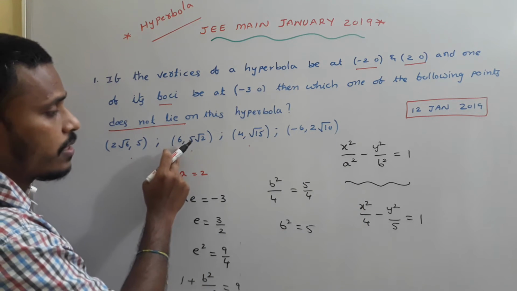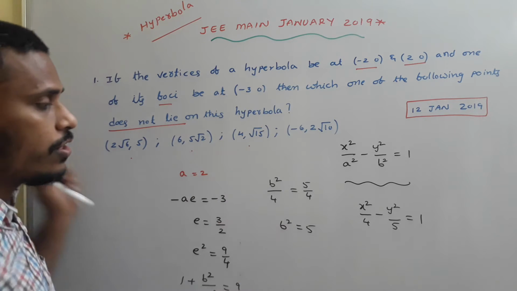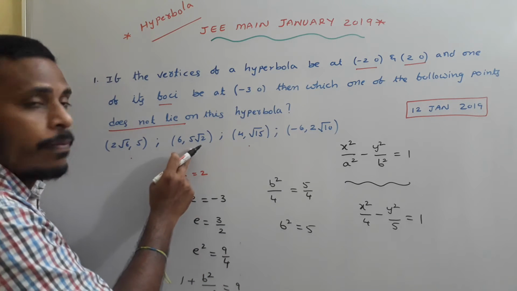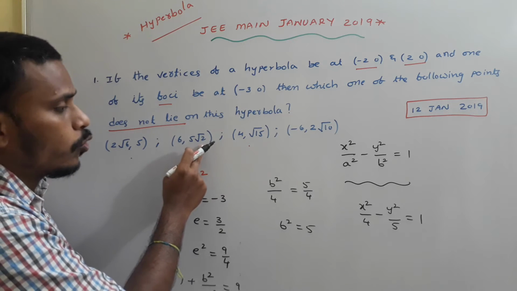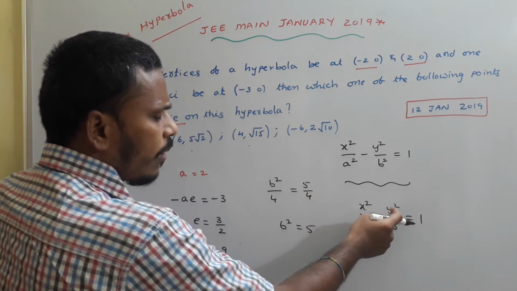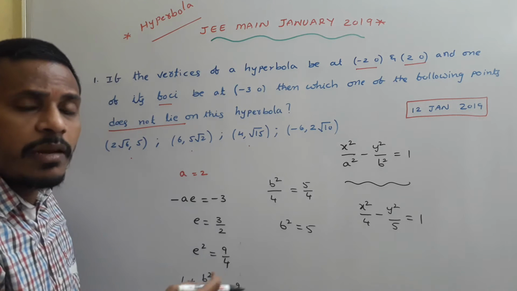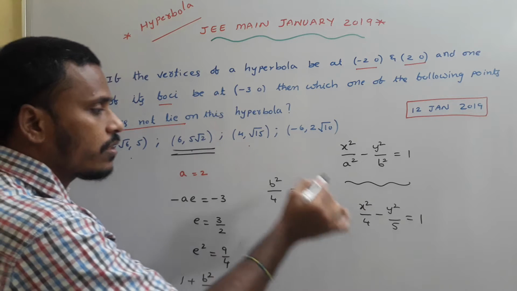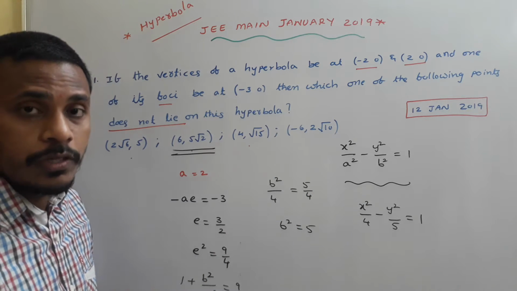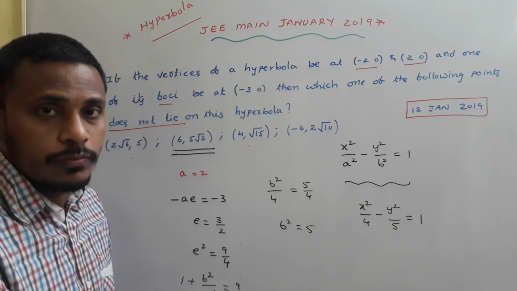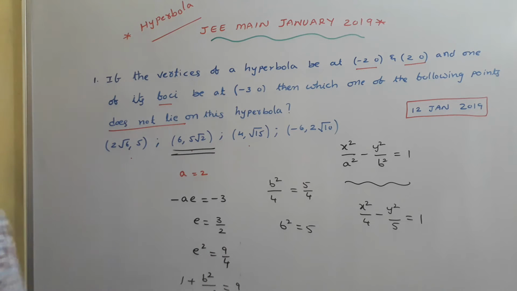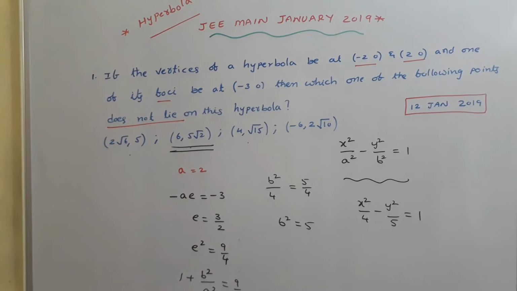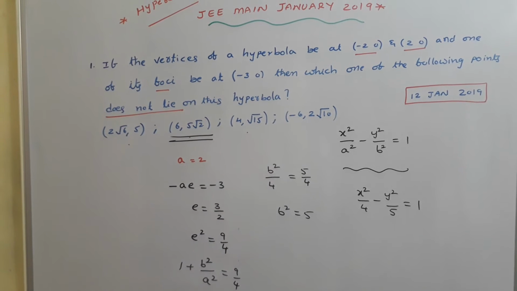Then the second one, 6 square is 36 by 4, that value is 9. And then here 5 square, 25 into 2, so this is basically 50 by 5, that means 10. 9 minus 10 is minus 1, but we need 1. So this is not satisfying the given hyperbola. So our answer for this problem is (6, 5 root 2). There is the problem. Have a look. Basically hyperbola problems are all very easy. Simply we need to know all the different formulas related to hyperbola. That's enough.